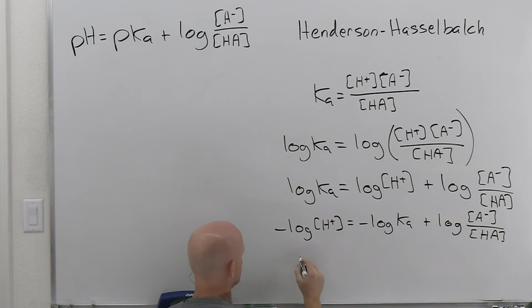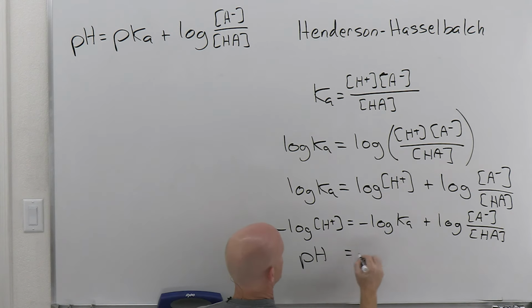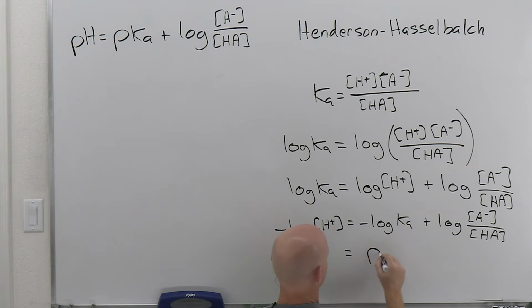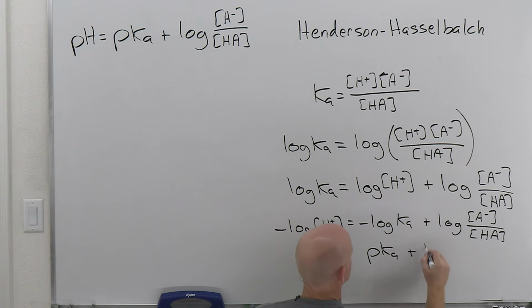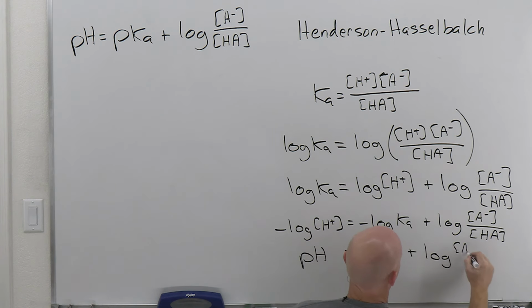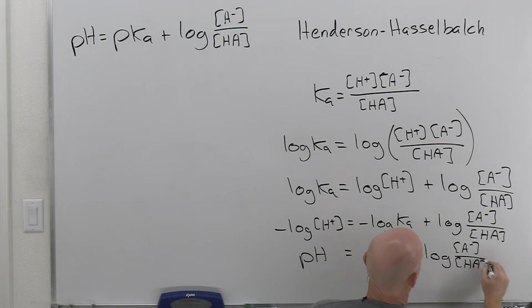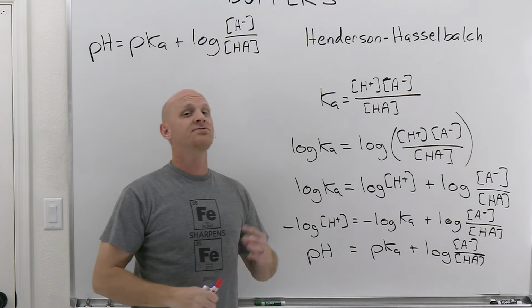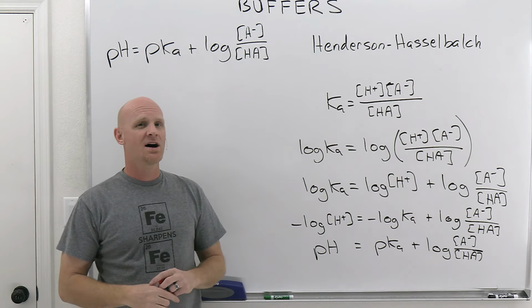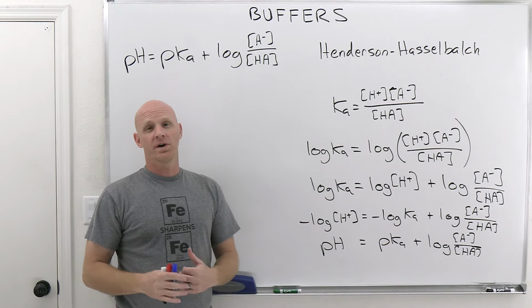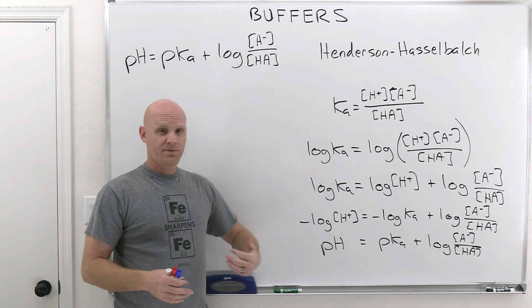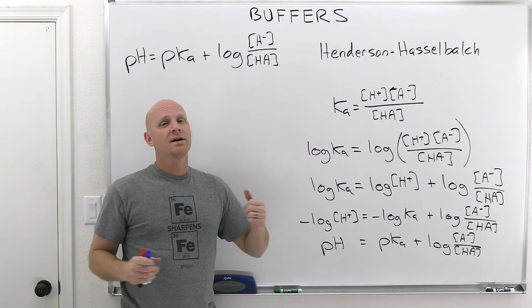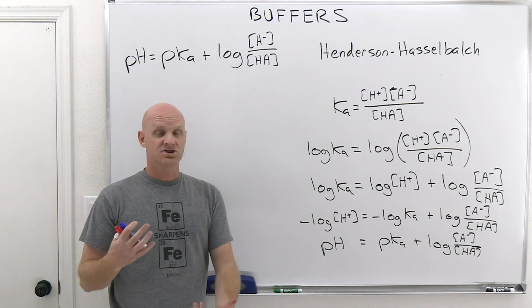Negative log of H plus, that's what pH is. Negative log of the Ka, that's what pKa is. And then you're left with plus log of A minus over HA. Now, one caveat, it turns out there's actually 4 different versions of this Henderson-Hasselbalch equation, and that's really annoying, because if there are 4 different versions, students sometimes confuse them, and sometimes they're different by just the sign, things of this sort.